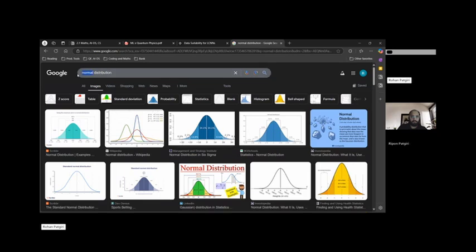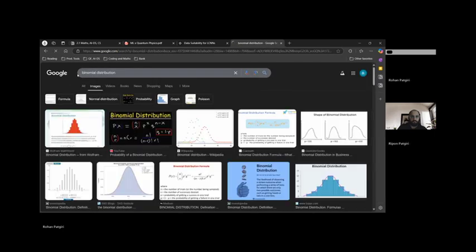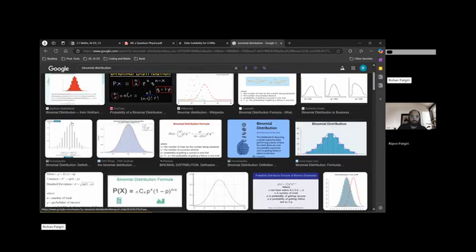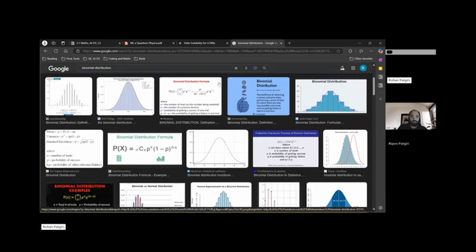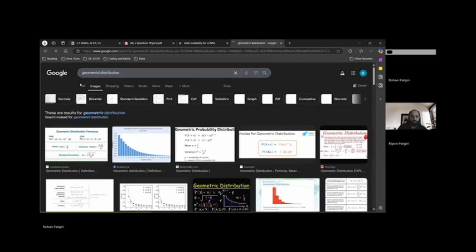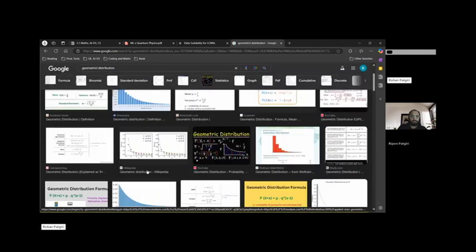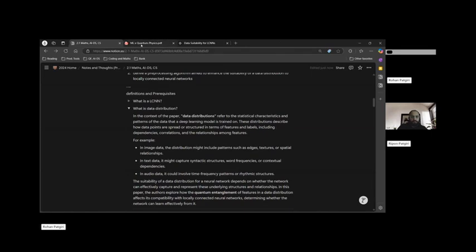Then we have some other kinds of distributions such as binomial distribution. The shape is similar, but the properties are different. Then we have geometric distribution, I think so. Yeah. It's shaped a bit different. So the point is that the data sets can have different kinds of distributions and different properties.